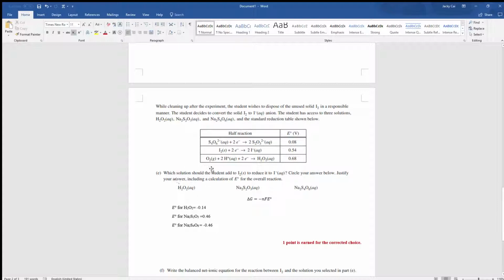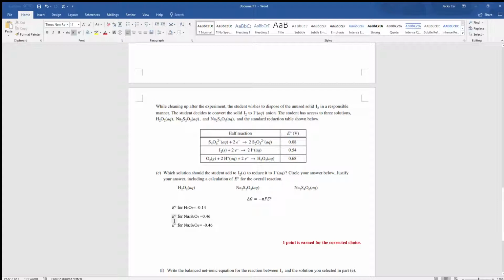And for the third one, Na2S2O6 is on the correct side, but we have to flip one of the equations because not both of the equations can be reductions, and we can only flip this one, and the answer will become negative, and the answer should be negative 0.46.